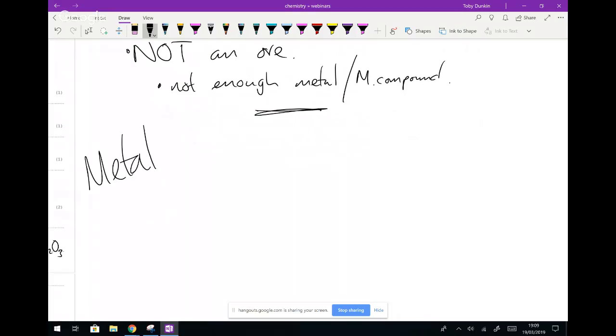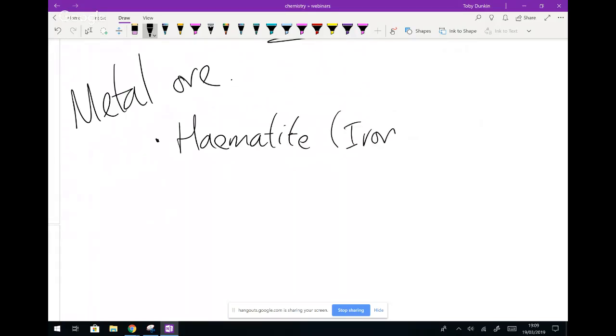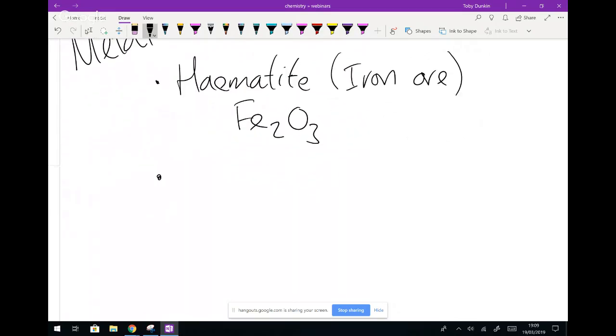Now, at this point, I need to mention your main metal ores. And you need these, folks. They do like to name them in your exams. Key ores. First one is hematite. Hematite is our main ore. This gets mentioned more than any other. And of course, this is iron ore. And its formula is Fe2O3.